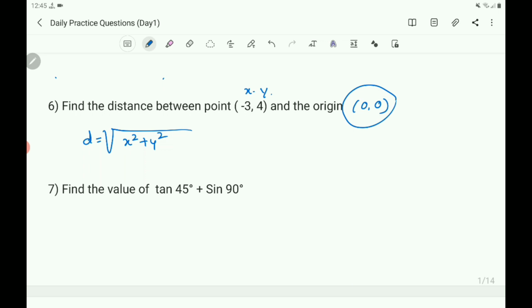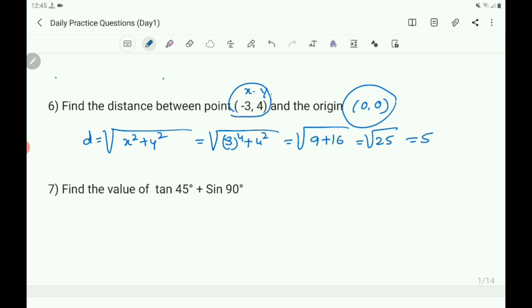That equals square root of (-3) whole square plus 4 square. That you will get 9 plus 16, square root of 9 plus 16 is 25, that equals 5. So the distance between -3,4 and origin is 5 units.